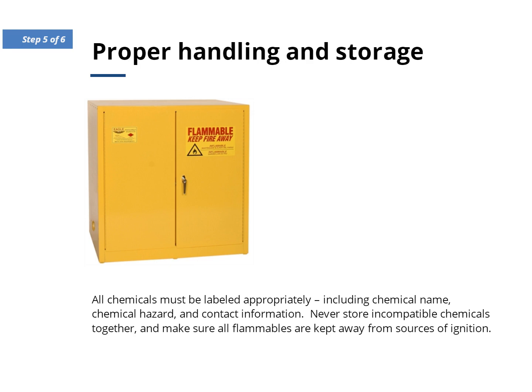Step 5. Proper handling and storage. All chemicals must be labeled appropriately, including the chemical name, the chemical hazard, and contact information. Never store incompatible chemicals together, and make sure all flammables are kept away from sources of ignition.